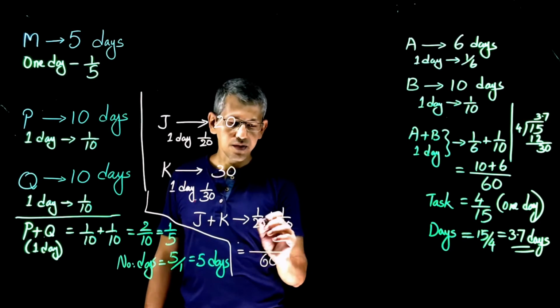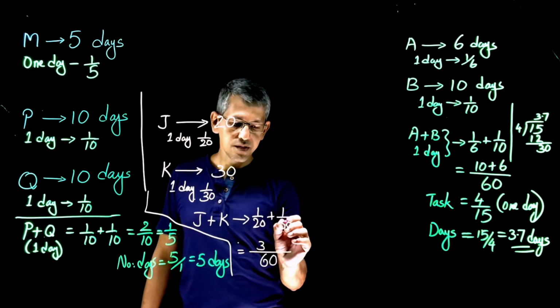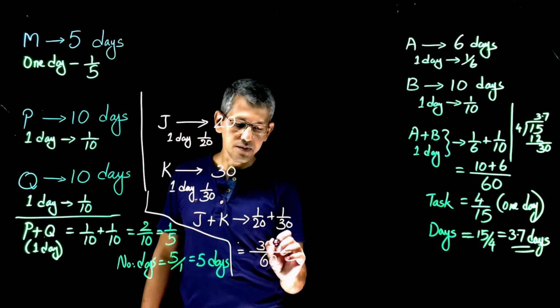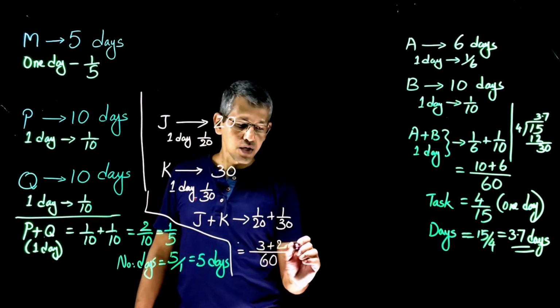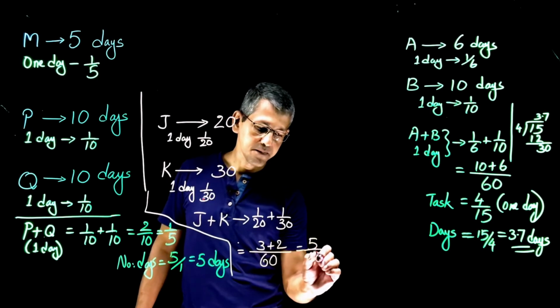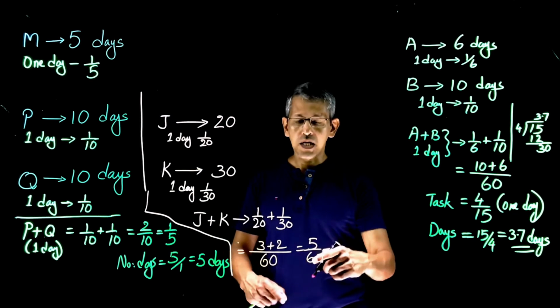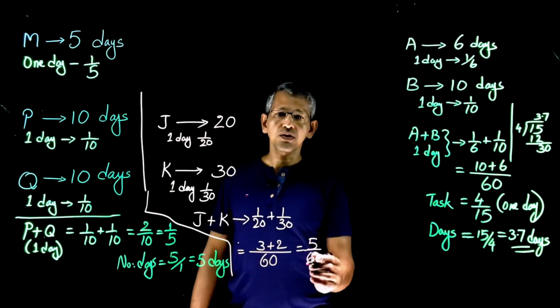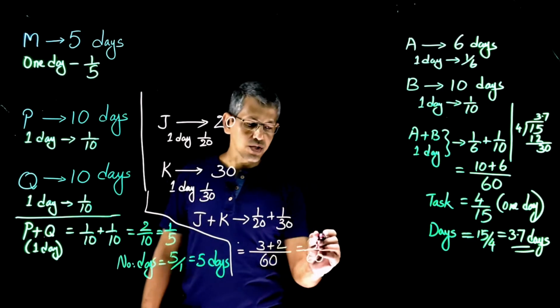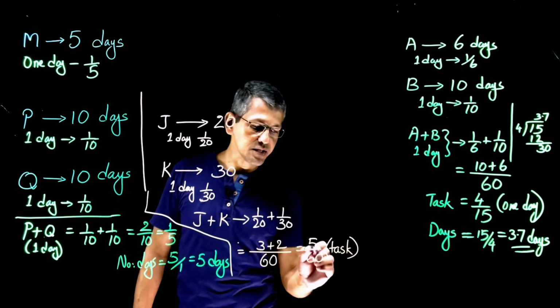And if it is 60, how many times? 3 times. And if it is 30, 60 means 2 times. So 3 plus 2 is 5. So 5 by 60 of the work would be done in a day. 5 by 60 of the work. And in order to get the number of days, we need to take the reciprocal of this. So this is the part of the task we have done. So 5 by 60 of the task.